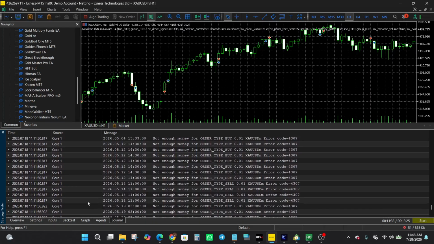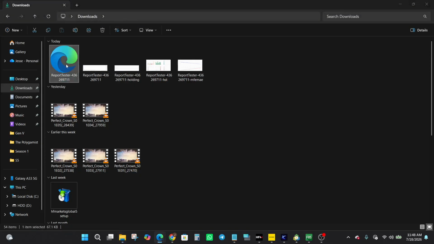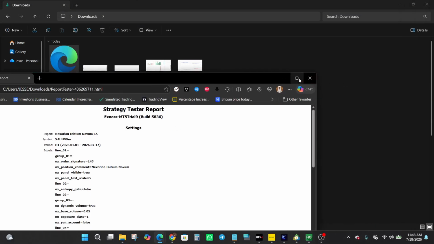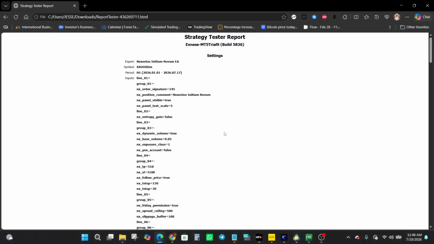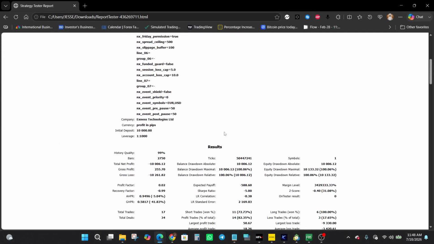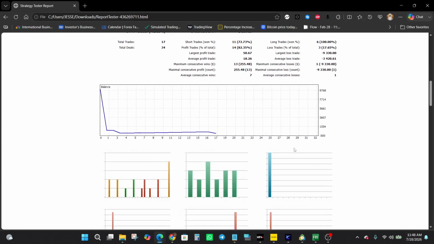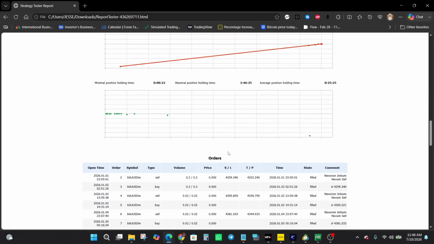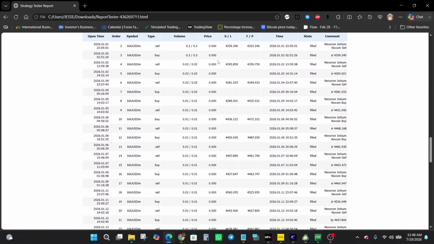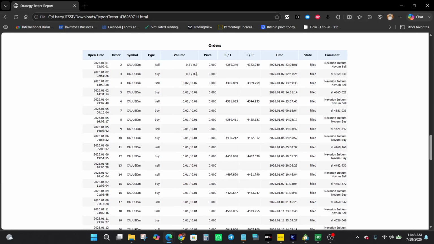We are going to briefly bring in the tester report. So we can see here, this actually shows the tester report for this back testing. Like I said, the position sizing varies from trade to trade. We can see here these are the orders, and here the volume.